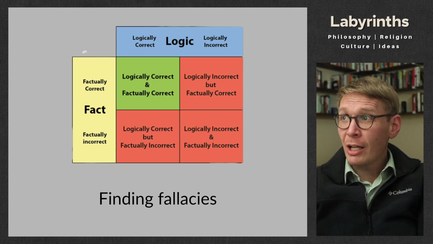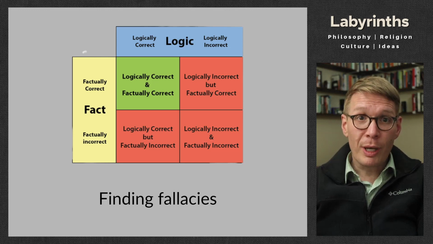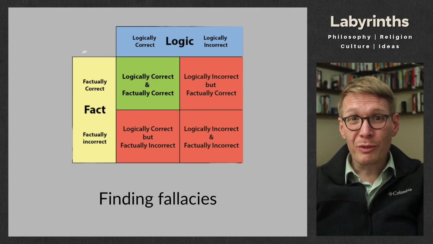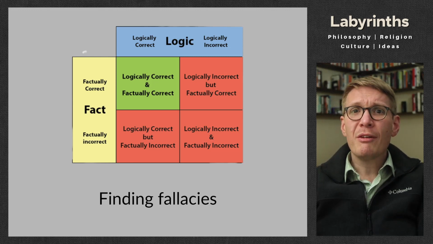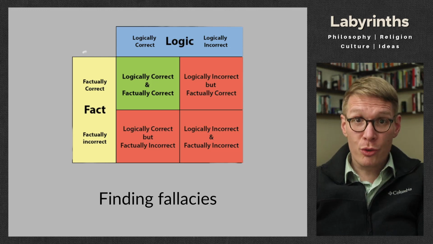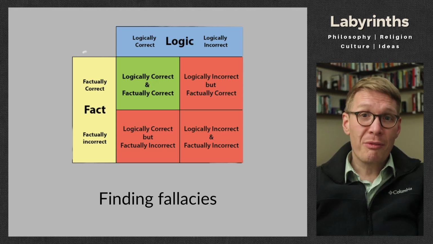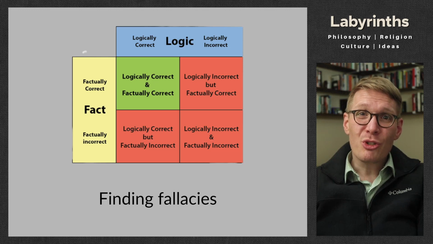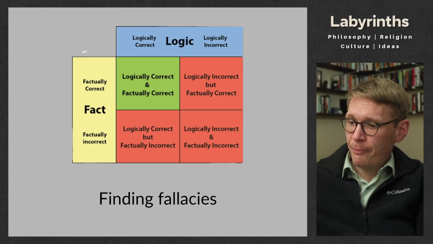In the case of logic on the x-axis, it can either be logically correct or logically incorrect. And this is what we meant by validity, right? Is the argument following the rules of logic? An argument will be valid and the conclusion true only in the case that the logic is correct and the facts are correct. The premises have to be true, and the steps that you use to join those premises together and to form the conclusion must also be true.